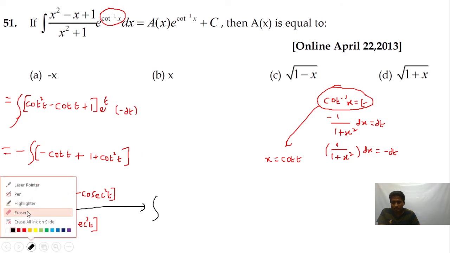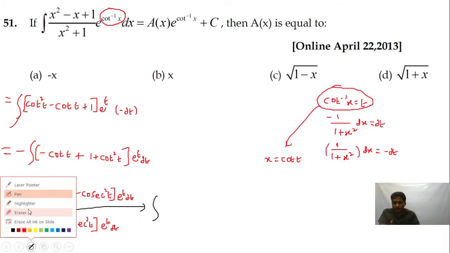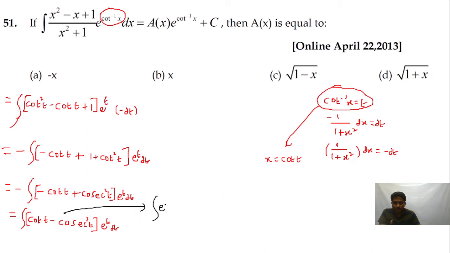Okay, so this is e to the power of t into dt. This is e to the power of t into dt. Even this is e to the power of t into dt. So this is e power x. Okay, e power x into f of x plus f dash of x will be equal to e power x into f of x plus c.